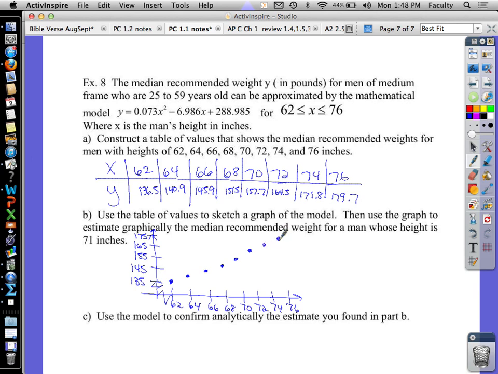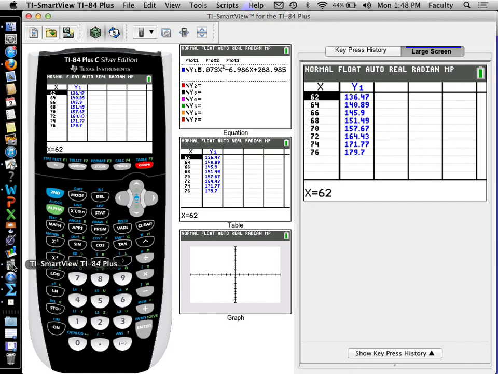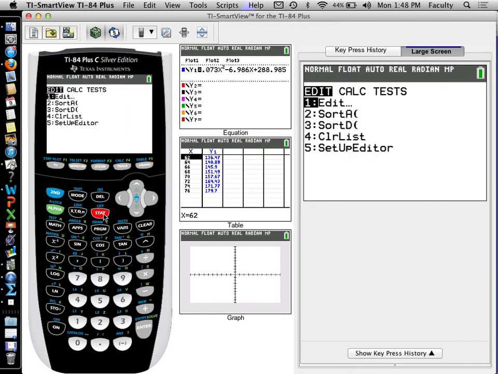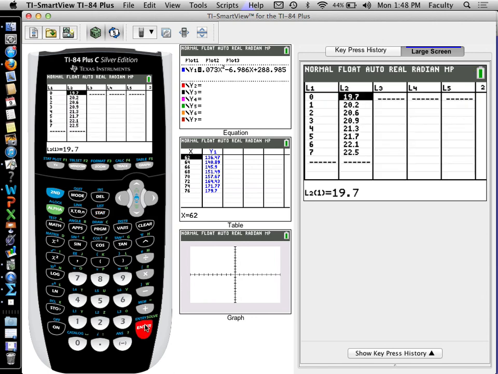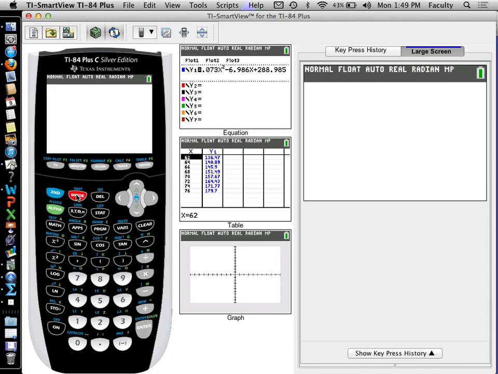And that looks like a nice line, doesn't it? And then here's what you do. Do you guys remember, real quickly before you go, you do stat, edit, put it in list 1, list 2, and get the linear regression line off of there, okay? So I believe there's one of them like that in your homework.